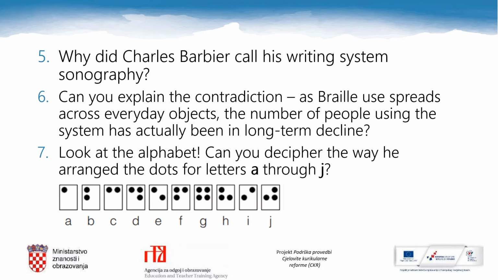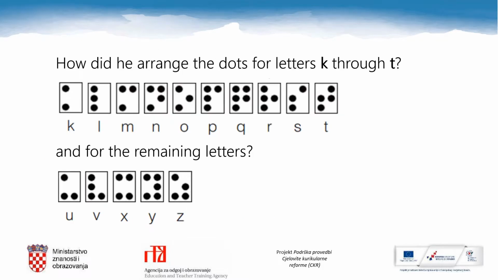Why did Charles Barbier call his writing system sonography? Can you explain the contradiction? As Braille use spreads across everyday objects, the number of people using the system has actually been in long-term decline. Look at the alphabet. Can you decipher the way he arranged dots for letters A through J? How did he arrange the dots for letters K through T and for the remaining letters?